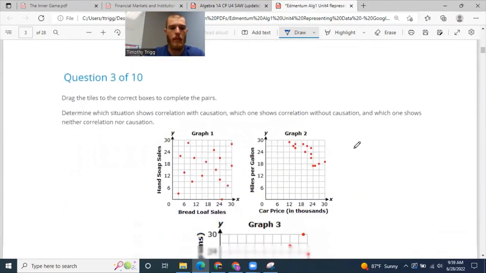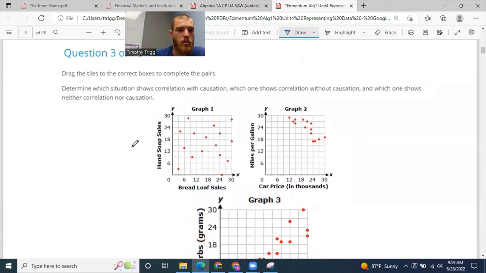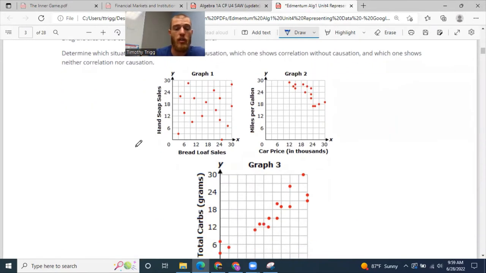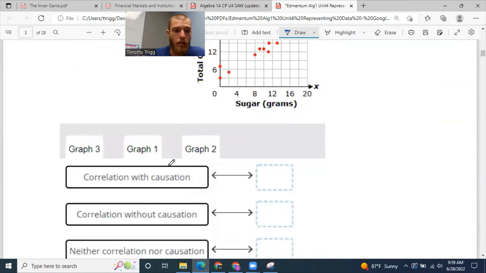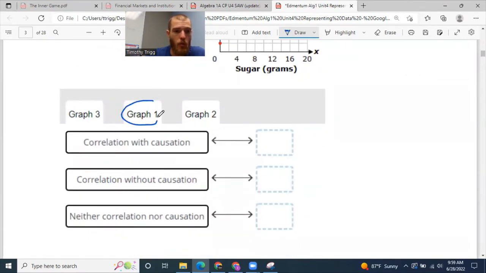Okay, simple. Determine which of the situations shows correlation with causation, which one shows correlation without causation, and which one shows no correlation. Okay, well, I would say graph 1, clearly no pattern. So this is the no correlation. So graph 1 would be the no correlation. So I'll put that here.